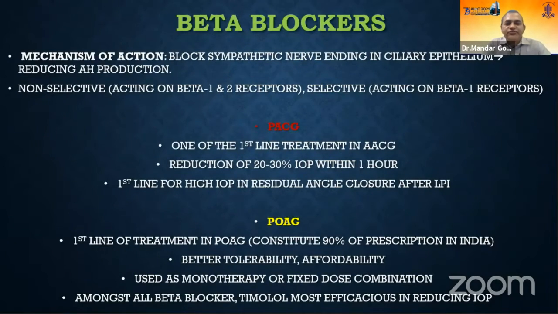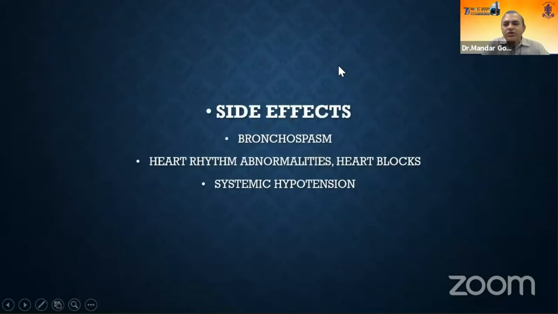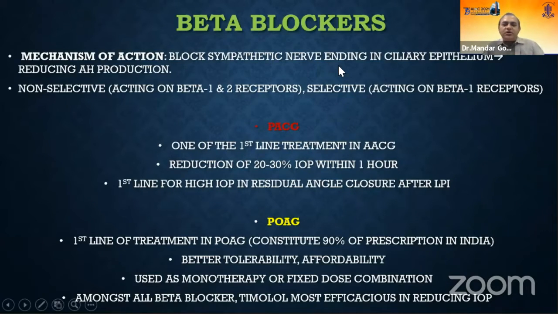The second class of drugs is the beta blockers. The mechanism of action is blocking the sympathetic pathway, and thereby the sympathetic nerve endings in the ciliary epithelium, and thereby reducing the aqueous humor production. They are either the non-selective type or the selective type.